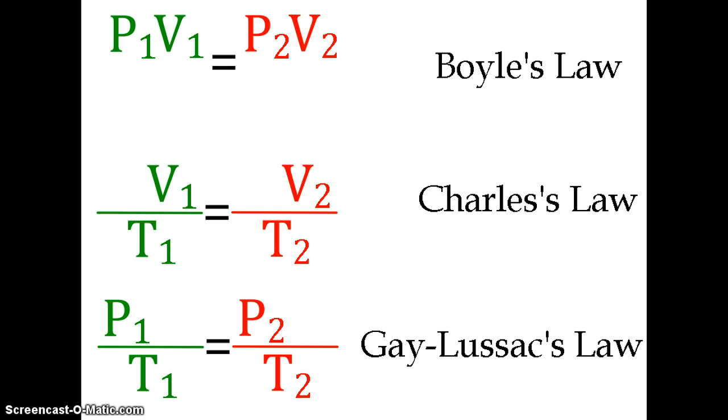Charles's law also keeps the amount of gas the same, but instead of keeping the temperature the same, it keeps the pressure the same. Volume over temperature in one set of conditions is equal to volume over temperature in another set of conditions. Those are directly proportional. As temperature goes up, so does volume, and vice versa.